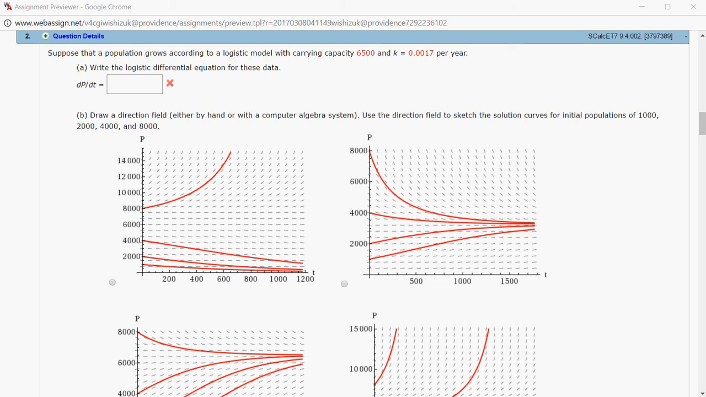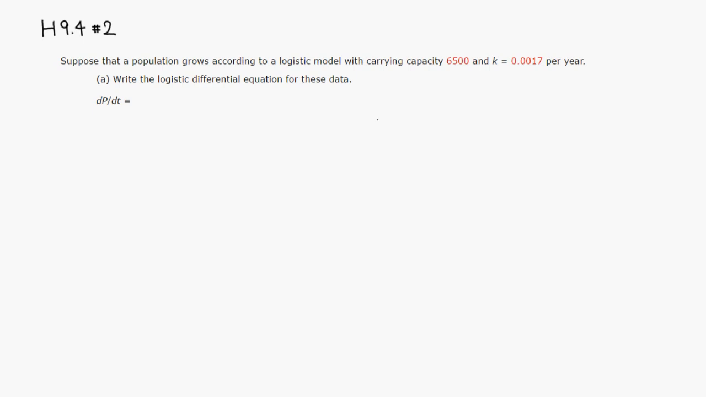Alright, let's look at homework 9.4, problem number 2. Suppose that the population grows according to a logistic model with a carrying capacity of 6,500 and a k equals 0.0017 per year. Alright, so we have to write the logistic equation. So let's do that.